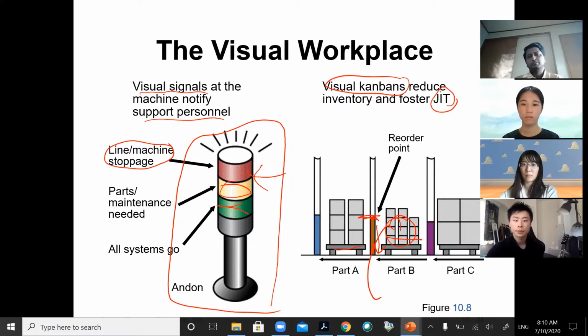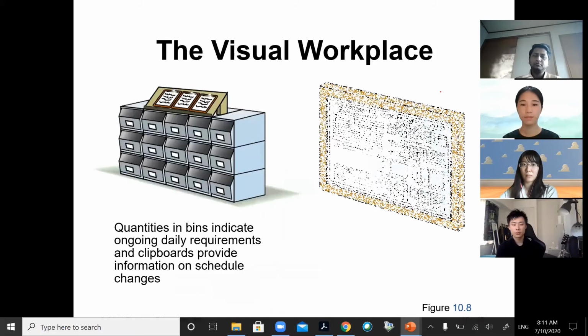Okay. So it's not only about getting people to do things in the production line, but you must make sure that they actually know what is happening. What else?